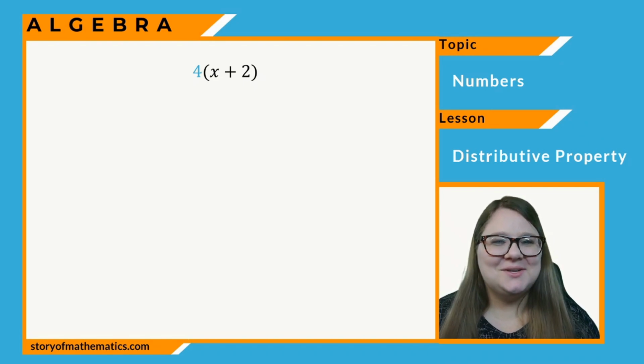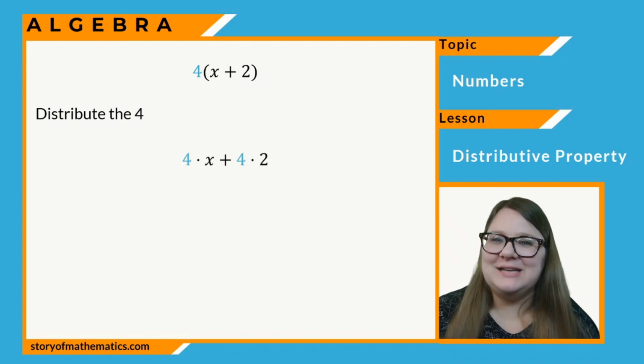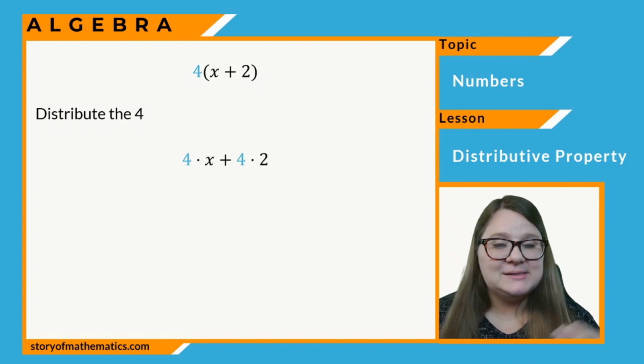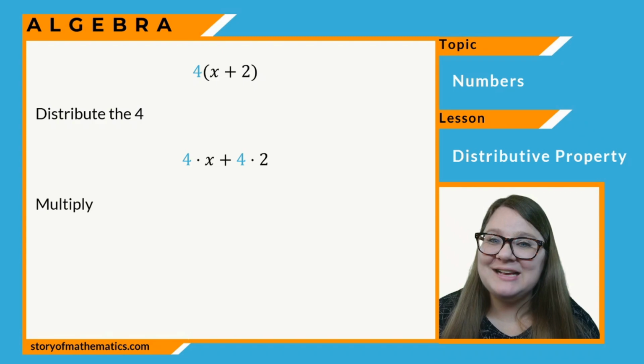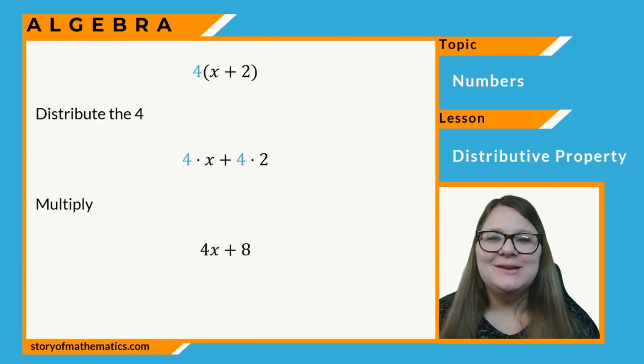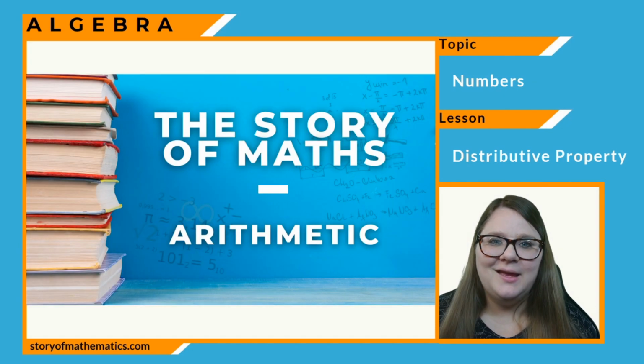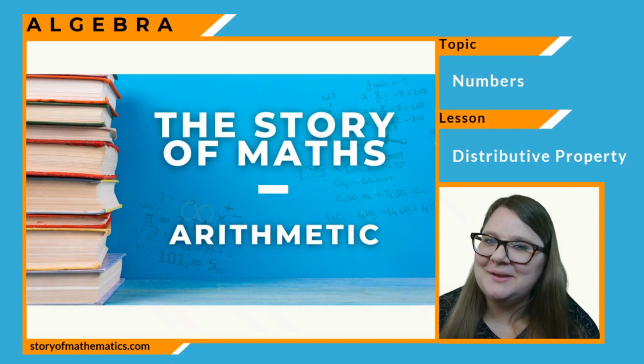So let's start by distributing the 4. I'm going to do 4 times x and 4 times 2. And remember, since it was plus in the original parentheses, I carry that down. Now, when I multiply this, 4 times x is 4x, and 4 times 2 is 8. So my expression becomes 4x plus 8, which is its most simplified format. And that is how you use the distributive property.